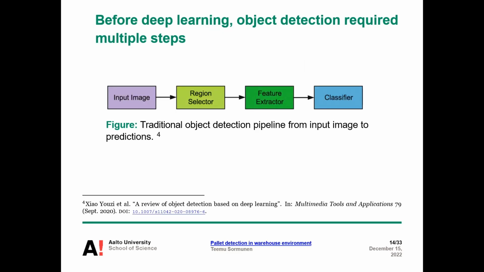Before deep learning, object detection required multiple steps. As seen in the figure, the input image is first put to a region selector, then to a feature extractor, then to a classifier. Each of these three steps had to be designed individually and different hyperparameters had to be tuned. This required multiple steps that were unnecessary.